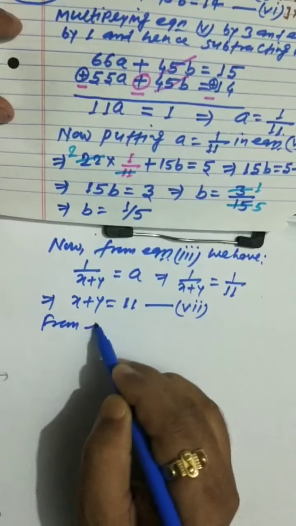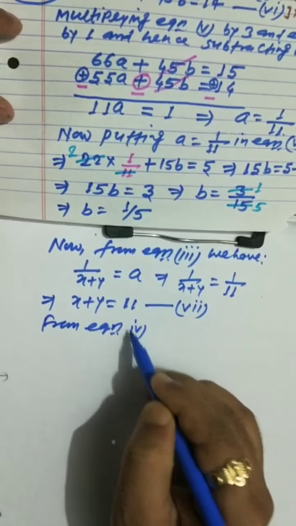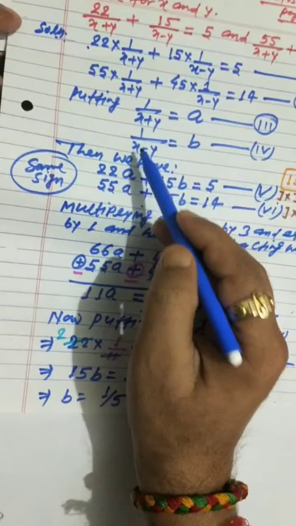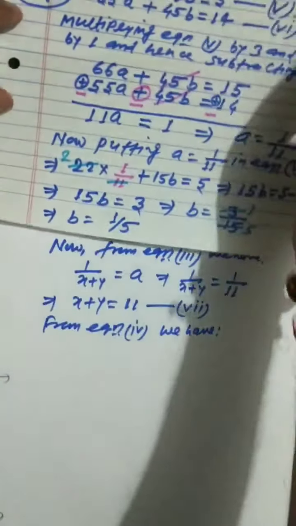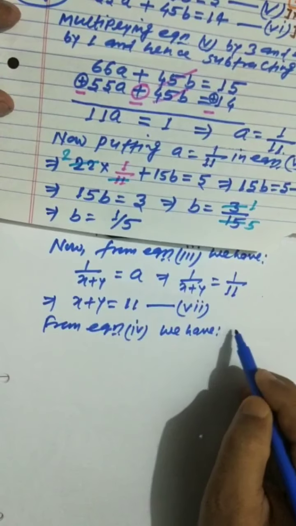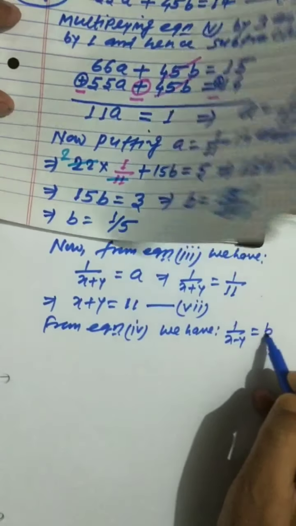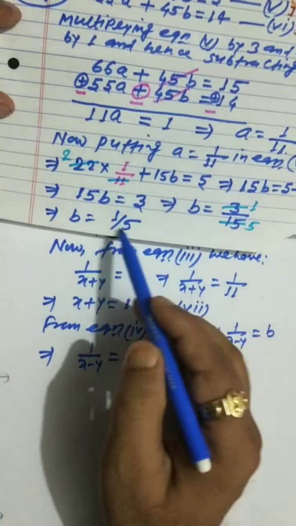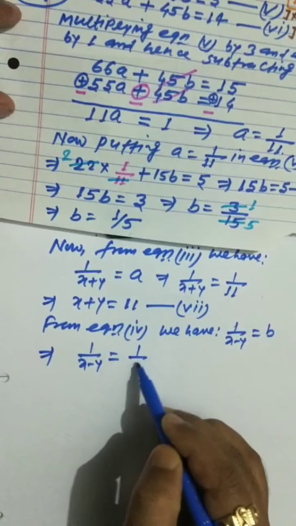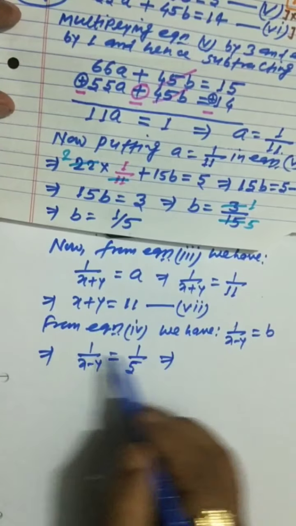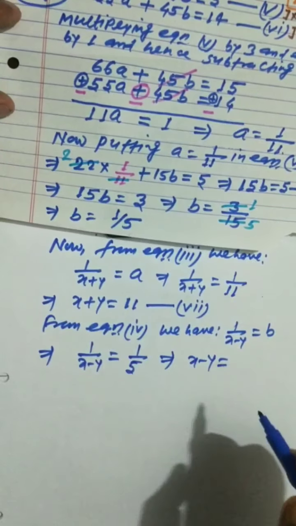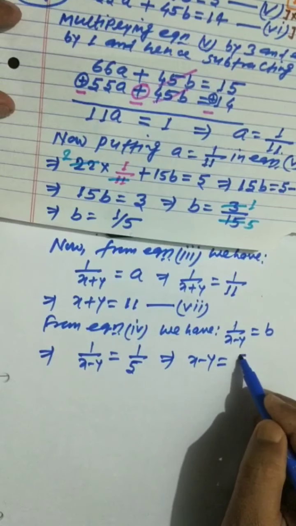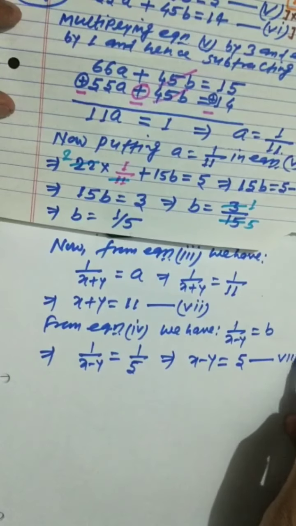And from equation number 4 we have, in equation number 4 we have supposed 1 by x minus y is equal to b. So your 1 by x minus y will be equal to b, and the value of b is 1 by 5. So write here 1 by 5. Now cross multiply it. x minus y multiplied by 1 will be x minus y, and 5 multiplied by 1 will be 5. This will be equation number 8.